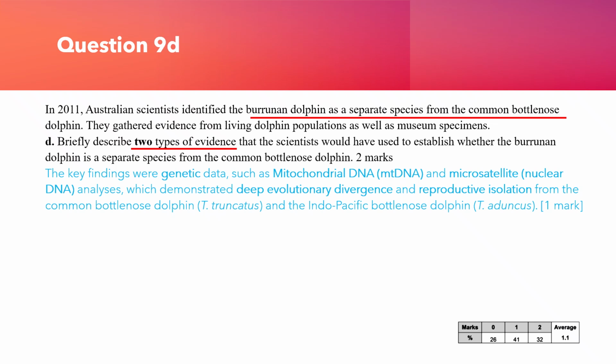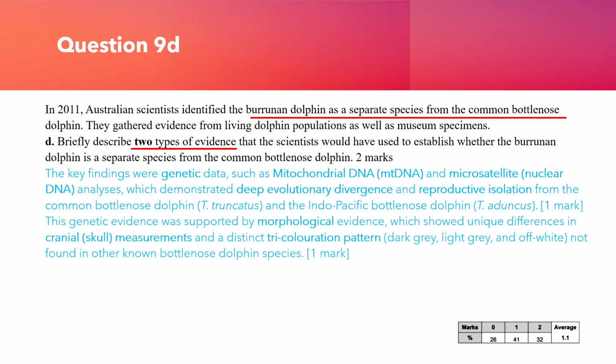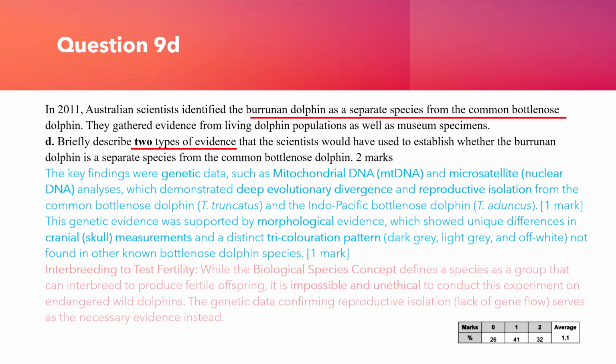truncatus, and the Indo-Pacific bottlenose dolphin, T. aduncus. This genetic evidence was supported by morphological evidence, which showed unique differences in cranial, skull measurements and a distinct tricoloration pattern, dark gray, light gray, and off-white, not found in other known bottlenose dolphin species.